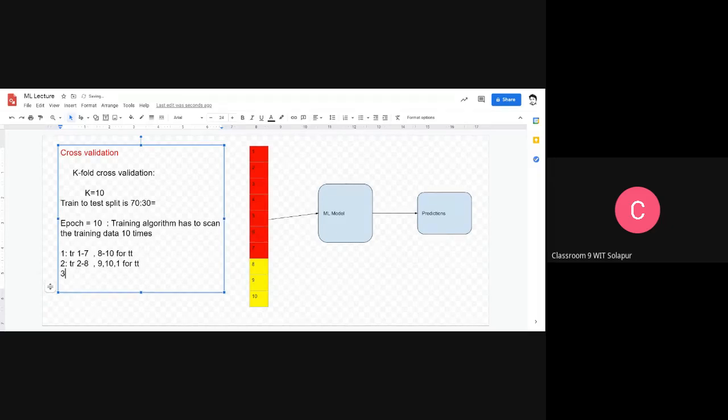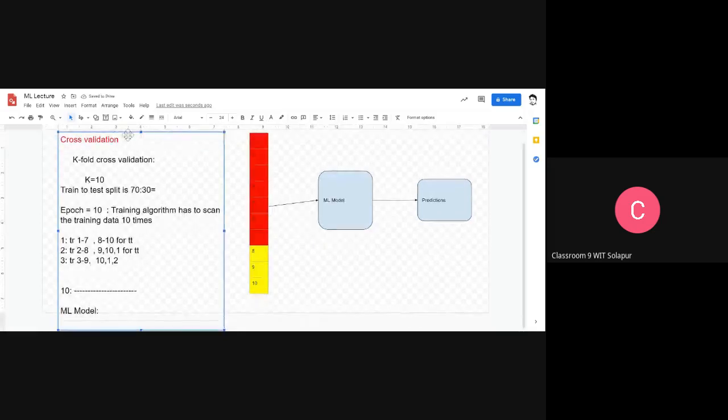Epoch 3 means it uses parts 3 to 9, and for testing it uses part 10, part 1, and part 2. So on, it repeats, and it will reach epoch number 10. You can see it is like cyclically rotating. When it reaches that part 10, then it produces the final ML model.